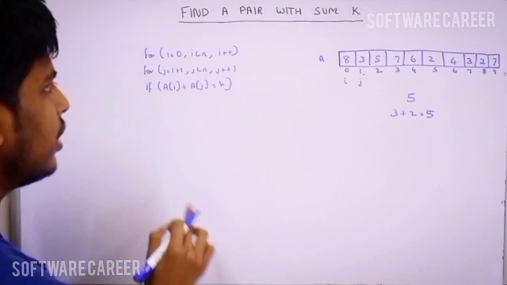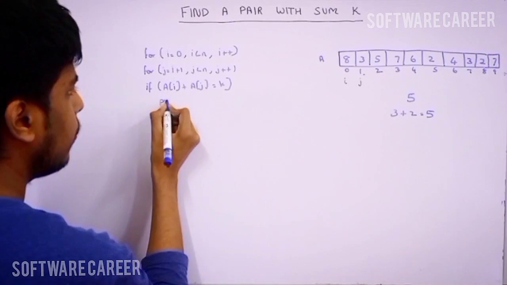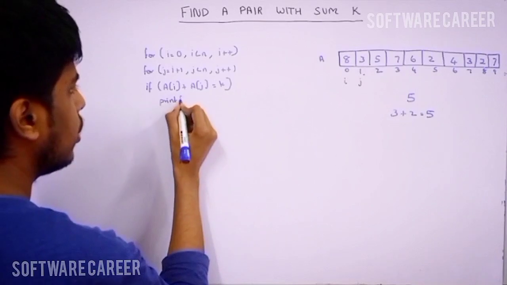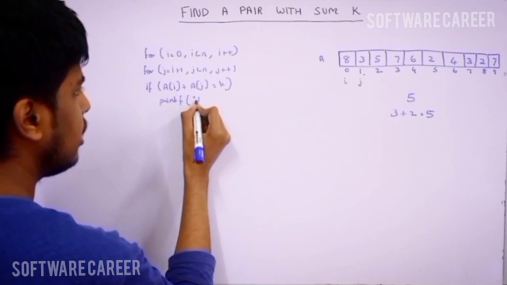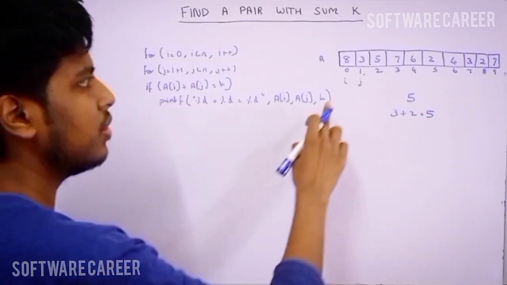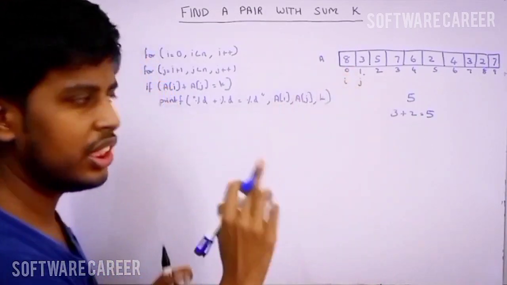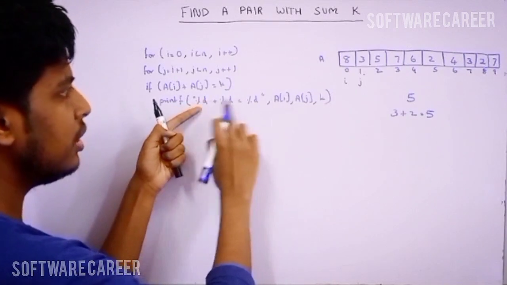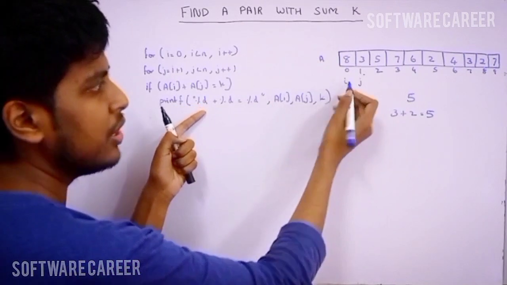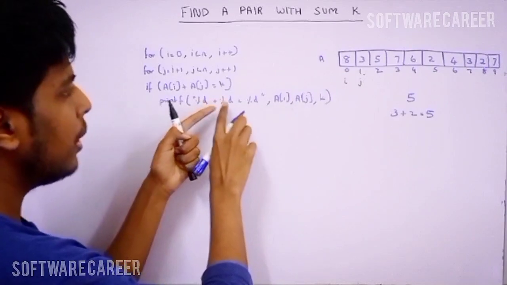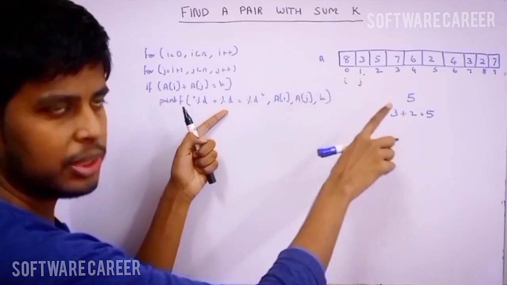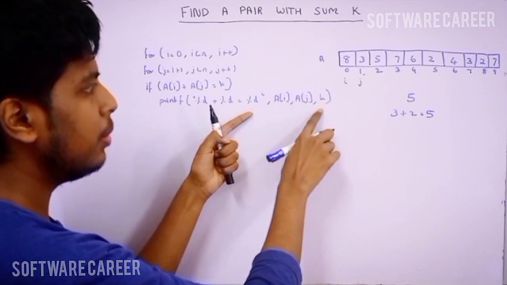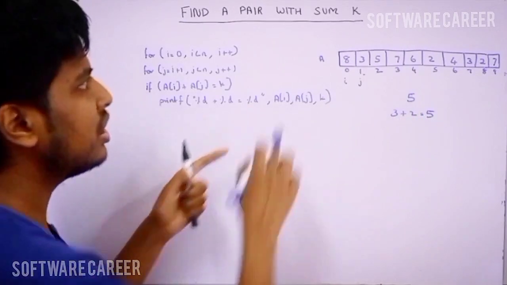If this condition is satisfied, then I should write printf. If you found that a of i plus a of j equals this 5, then print percent d, which is a of i, the first element, plus percent d, which is a of j, the second element, equals percent d, which is the sum.